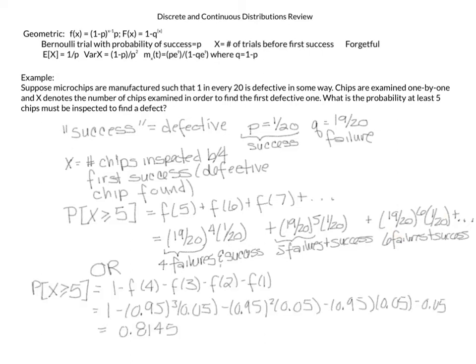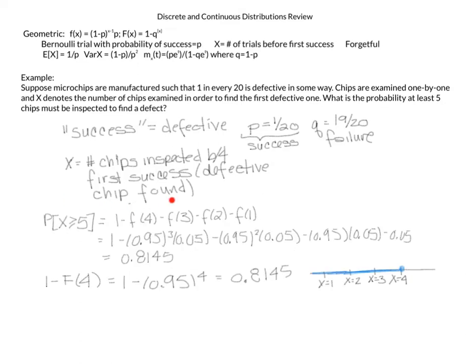The easy way to do this is to do 1 minus the probability that x is equal to 4, 3, 2, or 1. So I have probability x is equal to 4, that's 3 failures before the first success. Probability x is equal to 3 is 2 failures and then a success. Probability x is equal to 2 is 1 failure and then success. And probability the first one is a success is right here. And here's my final answer.